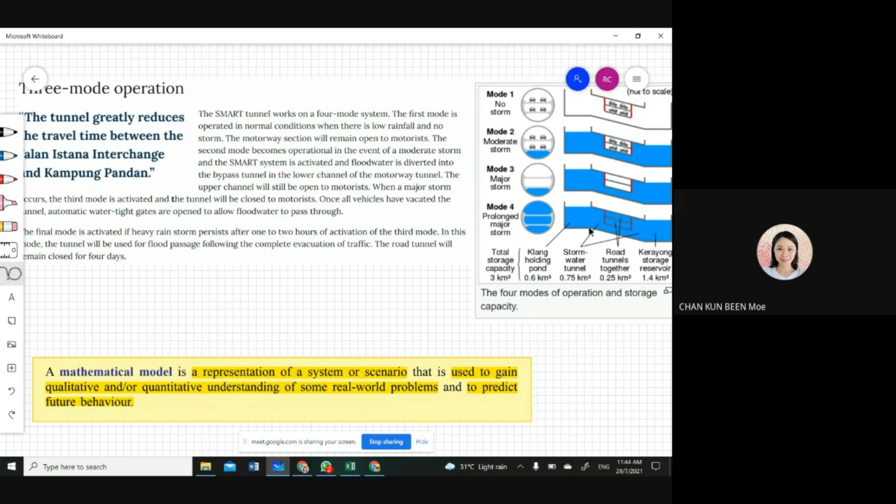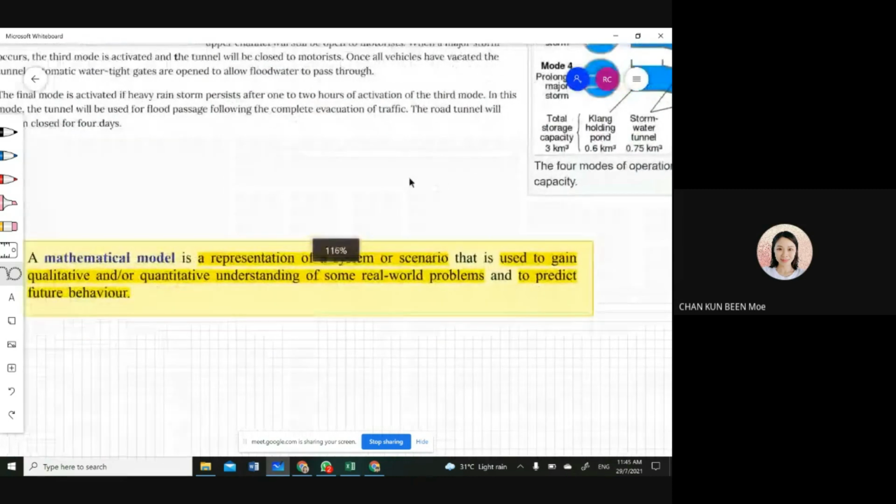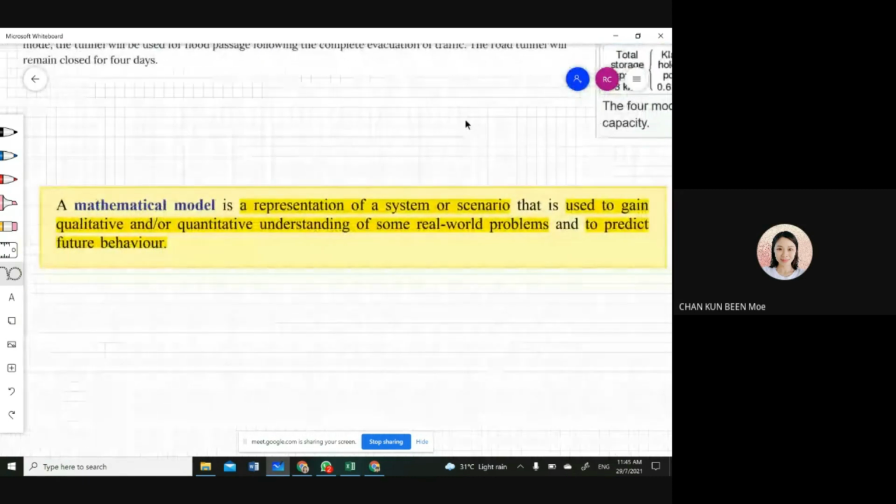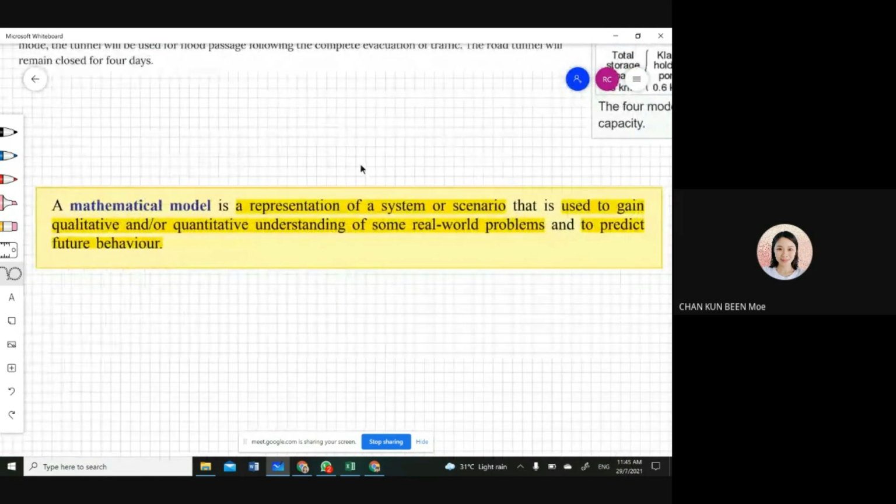Okay, this one you can see from the internet. You can search yourself. Now we enter into the important part here. This is the definition of a mathematical model. Right now, you might not understand the definition. I just let you know briefly first.